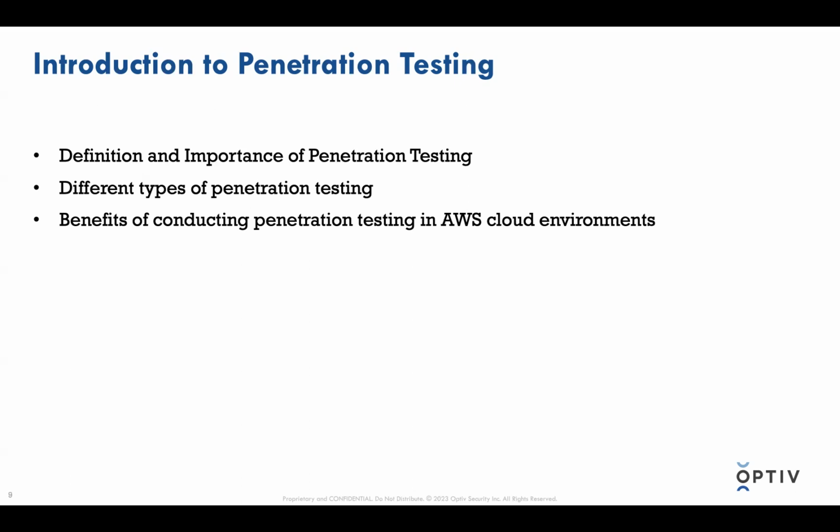Now let's discuss the benefits of conducting penetration testing specifically in AWS cloud environments. First, the scalability and flexibility of cloud environments makes it an ideal platform for conducting pen testing. Furthermore, conducting pen testing in AWS cloud can be cost-effective compared to traditional on-premises infrastructures. This allows us to conduct more frequent testing and improve the security of systems on an ongoing basis.